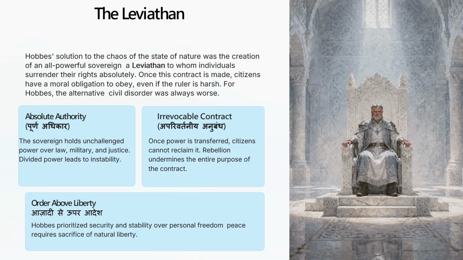Hobbes believed that once people created a government through the social contract, they should obey it completely. He argued that a strong and powerful government was necessary to prevent society from returning to chaos, and he gave it the name Leviathan. Leviathan supported an absolute monarchy or a powerful sovereign authority.